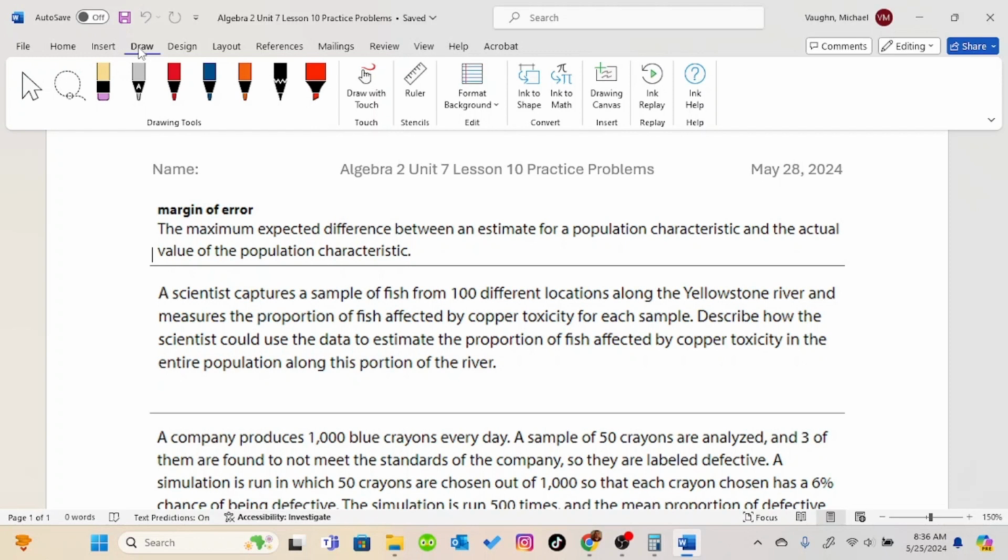If you have any questions about the concept of margin of error, please ask for clarification so that you are set up for success moving into these practice problems.